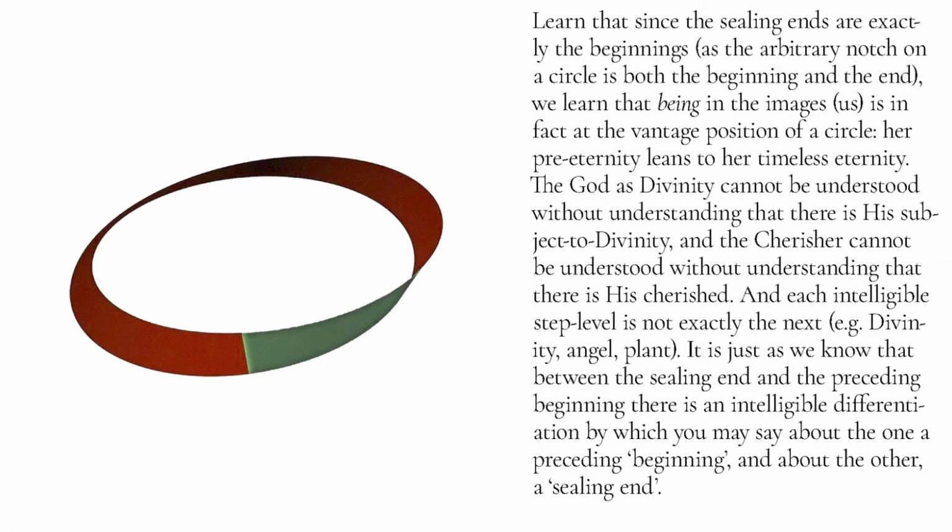And each intelligible step level is not exactly the next. So we have divinity, we have angels, plants, animals, humans. It is just as we know that between the sealing end, this is khatam, the sealing end, and the preceding beginning, there is an intelligible differentiation by which you may say about the one a preceding beginning and about the other a sealing end. So even though the moment we mark the circle, the first is the last, we can still have an intelligible way of understanding that, oh, there is a first and there's a last, almost temporal in a way, in a time-based way. So we're looking at the first and the last.